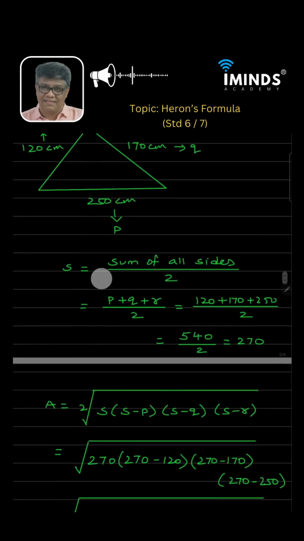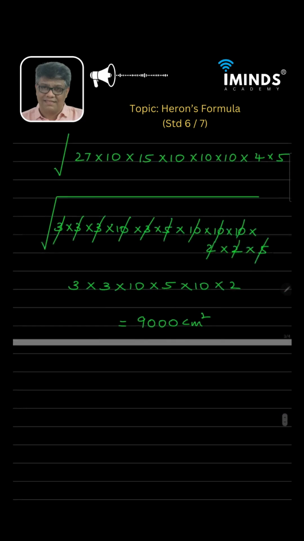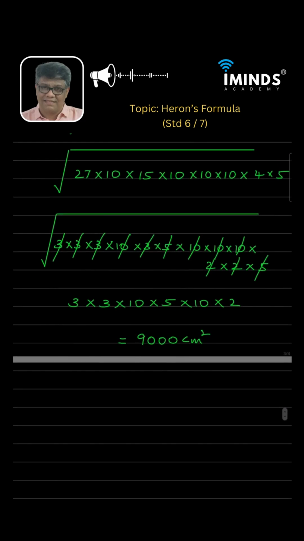And the moment we got the sides, we found out the value of S first. S is nothing but the sum of all sides divided by 2. So that gave us 270. Now this becomes the S value, and then we applied the final formula, that is square root of S into S minus P, S minus Q into S minus R, where P, Q, R are the 3 sides. So when we find the value of this square root, we got 9000 centimeters square as our final answer. So this brings an end to today's topic.